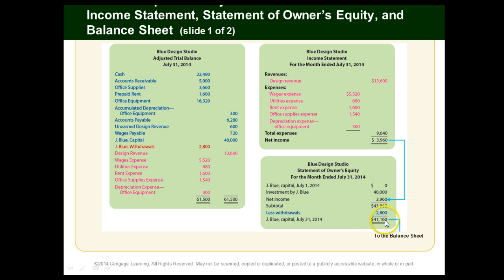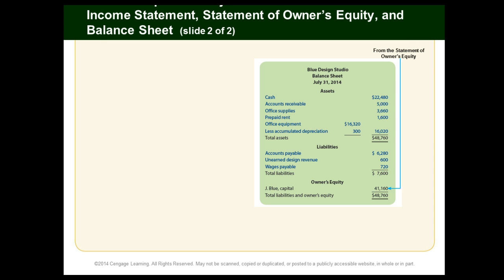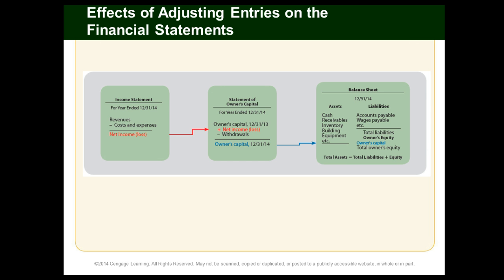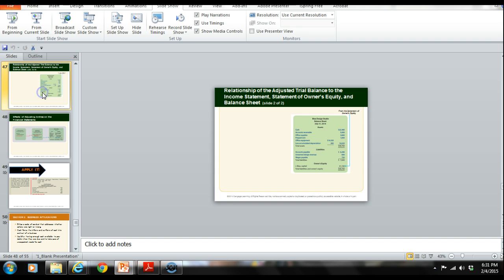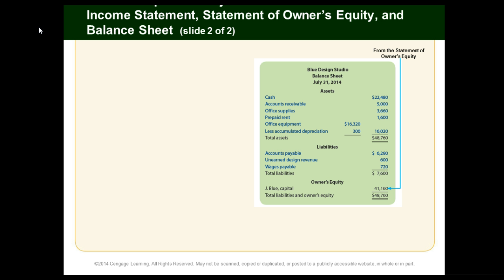Now this figure is what we need to finish our balance sheet. So remember I said the income statement's always the first statement you're going to do, then the statement of owner's equity, and then the balance sheet will be the last statement that we create. The balance sheet basically is the first grouping of all those accounts on the trial balance.